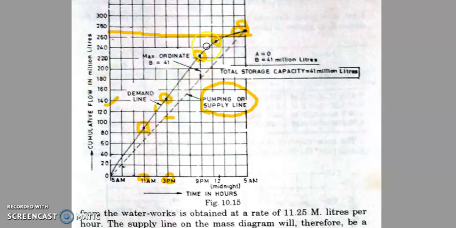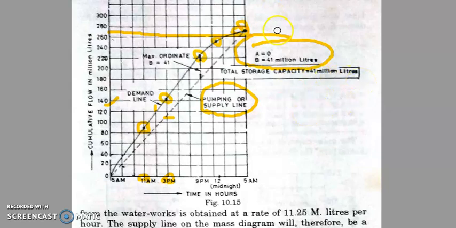According to the graph, you will find that the maximum ordinate is around 41, and this is in million liters, 41 million liters. A is not there because it is not intersecting. The demand line is not crossing the supply line. So you will have only one, that is B value. So A is 0, B is 41 million liters. Therefore, the total storage capacity is 41 million liters.